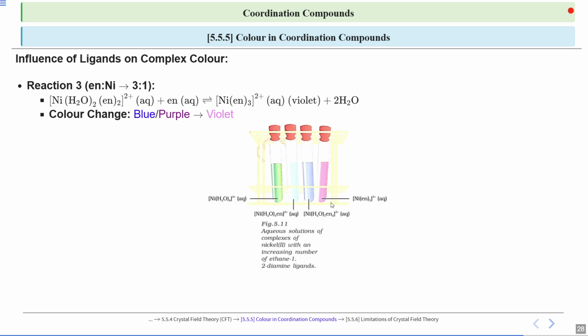So finally you can see in this test tube we have violet color solution, which is of nickel en thrice. So this is the color changing of the process showing in this diagram. When you add ethane-1,2-diamine one by one with the nickel 2+ complex, how the color is changing, this is what this diagram is showing. And the final complex forming is nickel en thrice having violet color.